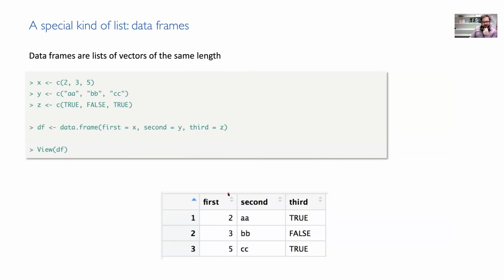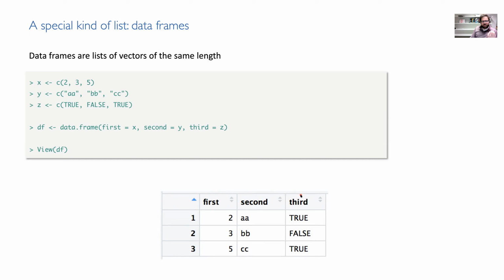The third one should be z. And what you can see here is how this is then represented if you look at the output of such a data frame. So here's the first vector. That's now the first column in our table. The second column in our table is this one. And the third column of our table is the Boolean vector.